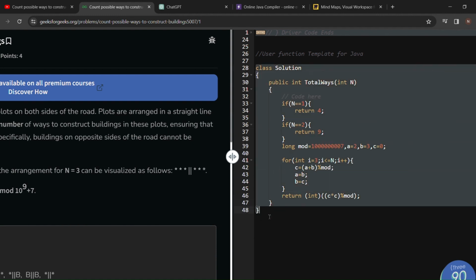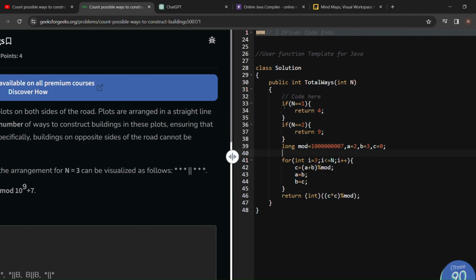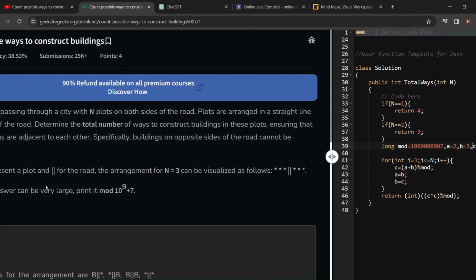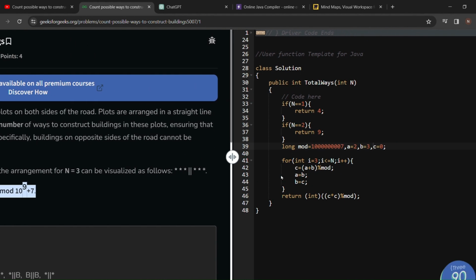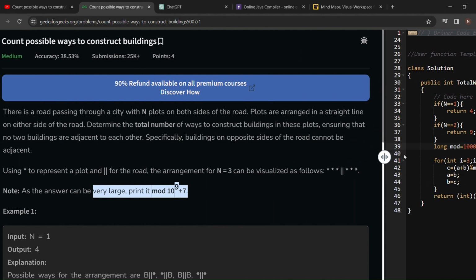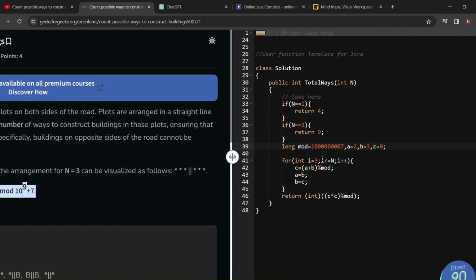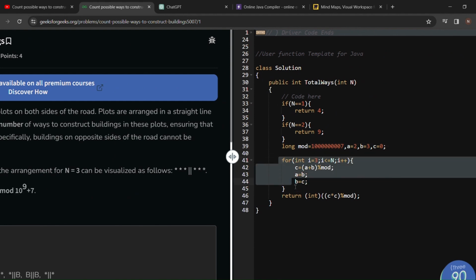Here, for n I have written 4 and for n equal to 2 I have written 9, as I told you in the explanation. So here this is mod. Why have I used mod here? Because in this question they have already told us that we have to find the mod of the values, meaning the answer is going to be very large here. That's why we are going to use mod. So in this loop the whole concept is based on the Fibonacci series.